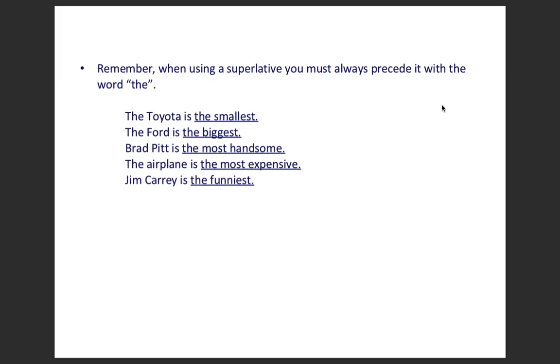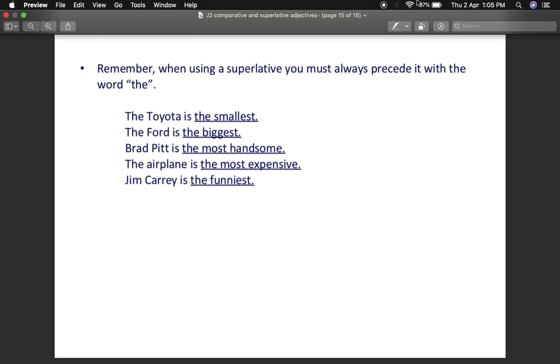There is another rule that you need to remember. For superlative, you must always write the word the in front of your superlative adjective. For example, the Toyota is the smallest, the Ford is the biggest, Brad Pitt is the most handsome, the airplane is the most expensive, Jim Carrey is the funniest. So that's it for today's lesson.